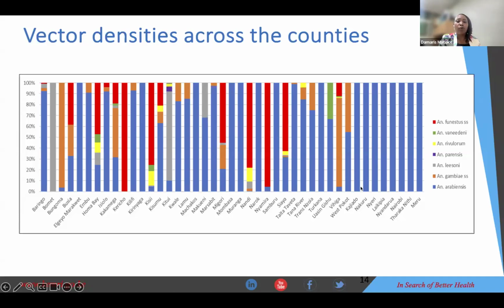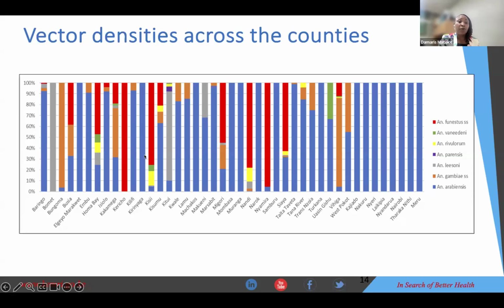Machakos County, that's where we're able to find lesoni. Then we have Anopheles gambiae also. It's not Anopheles gambiae SS. It's prevalent, but not as prevalent as Anopheles arabiensis. But also Anopheles funestus is very common in some counties such as Kericho, which are not malaria endemic, but the prevalent vector was found there.